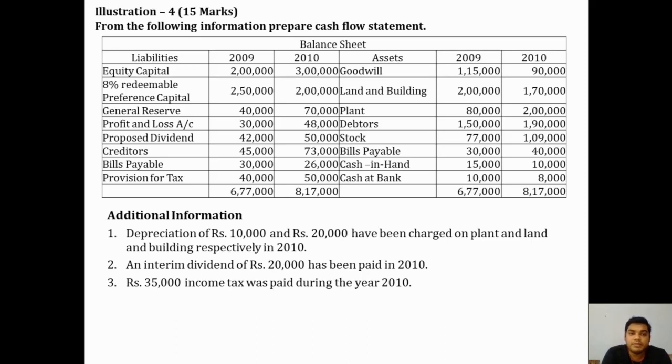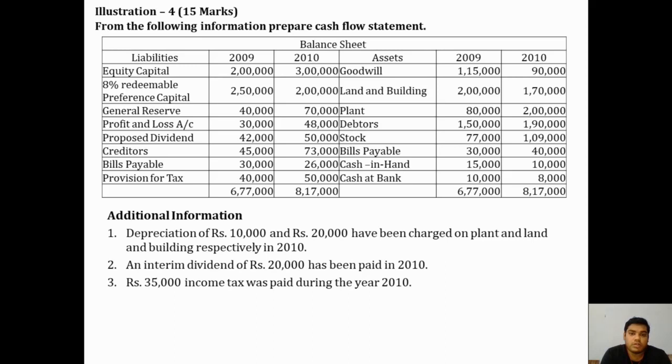8% redeemable preference share capital. Opening it is 2,50,000, closing it is 2 lakh, which means we have redeemed the preference share capital worth rupees 50,000. So it will go to financing activities. General reserve, earlier we have 40,000, current year we have 70,000, which means there is a transfer to general reserve. This transfer to general reserve, we transfer it to non-cash items in operating activities.